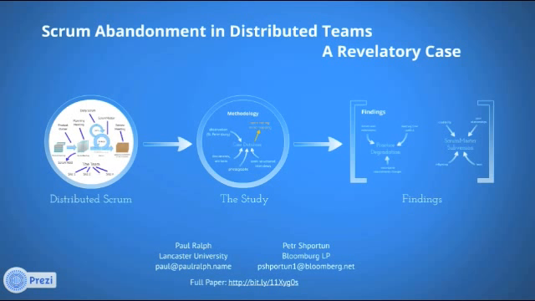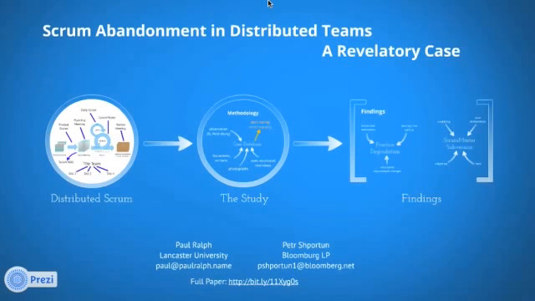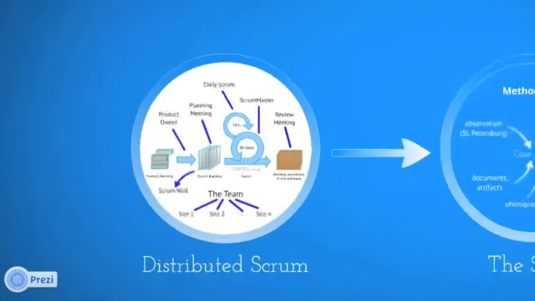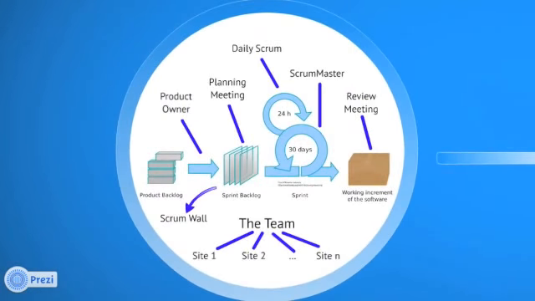So the research question here was, what factors are associated with abandoning Scrum in distributed teams? To explain this, first I'm going to talk a little bit about what distributed Scrum is. I will assume that at least one person in the room isn't familiar with this. Scrum is a project management framework.